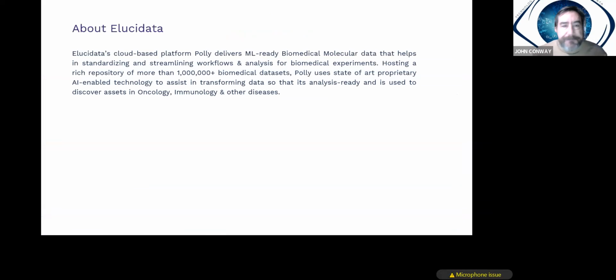So about Elucidata. Elucidata's cloud-based platform Poly delivers machine learning ready biomedical molecular data that helps in standardizing, streamlining workflows and analysis for biomedical experts. Hosting a rich repository of more than 1 million plus biomedical data sets, Poly uses state-of-the-art proprietary AI-enabled technology to assist in transforming data so that it's analysis-ready and is used to discover assets in oncology, immunology, and other diseases.